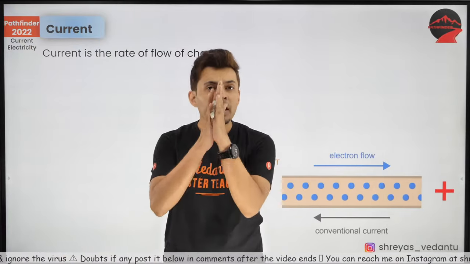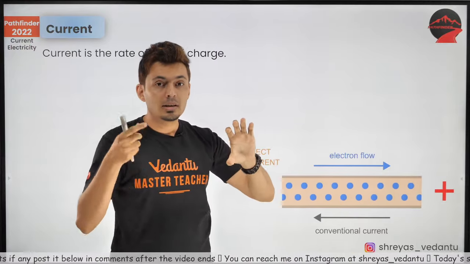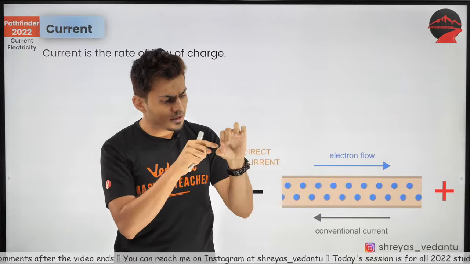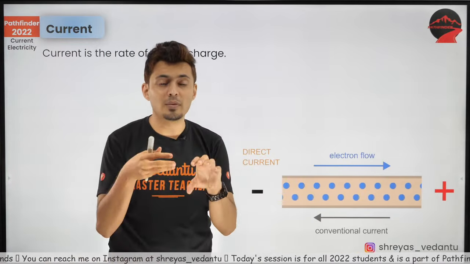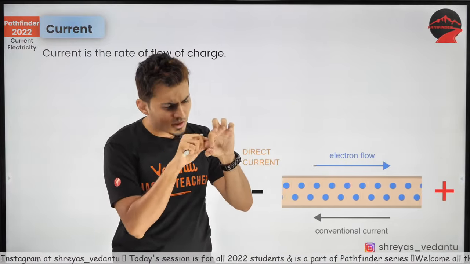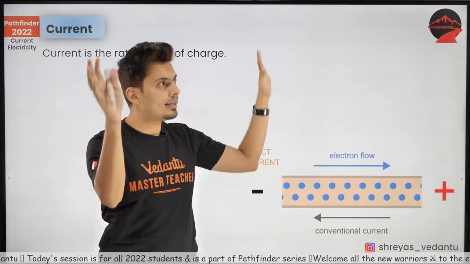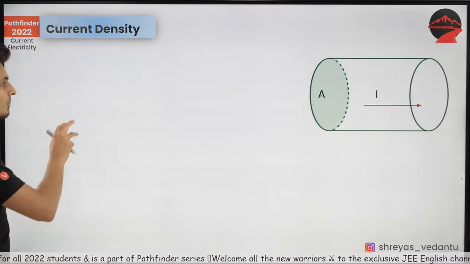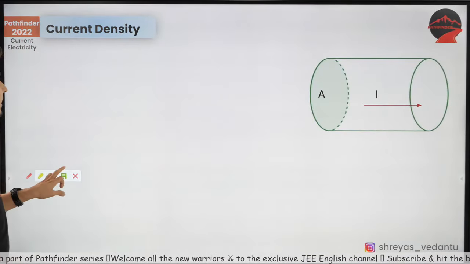Now, how much current flows in an area? That quantity describes whether large current is flowing through a small area or small current is flowing through a large area, the density of current, how dense is that current? Are a lot of charges flowing through a small area? Then the current is very dense. Are very few charges flowing through a large area? Then the current is less dense. So that is current density. How much current flows per unit area is called the current density.